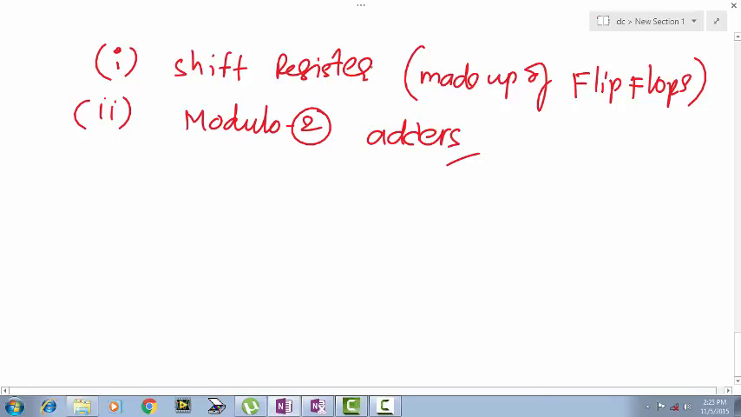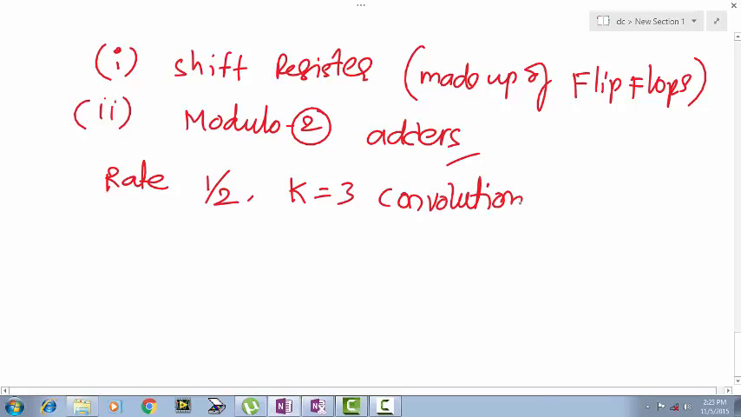So a convolutional encoder basically consists of a shift register, which is made up of memory elements, and then modulo 2 adders, and the inputs and the outputs of the flip-flops are in some way connected to the modulo adders to produce the outputs. Now let us see a simple example of a rate 1/2 and capital K equal to 3 convolutional encoder.